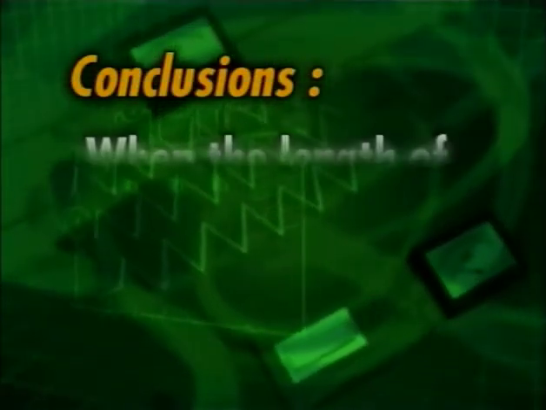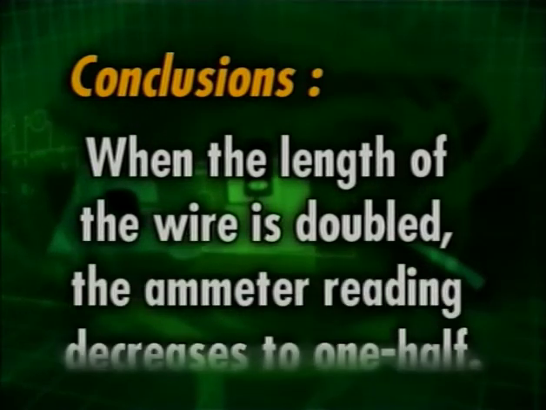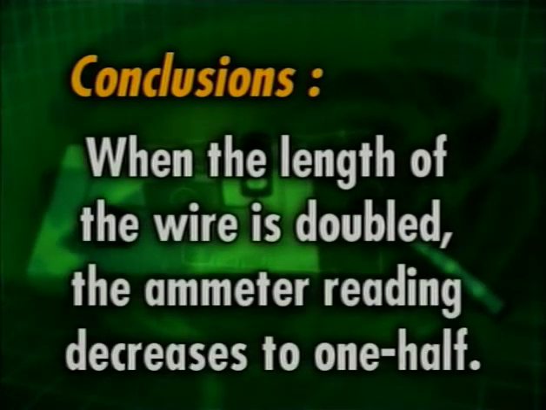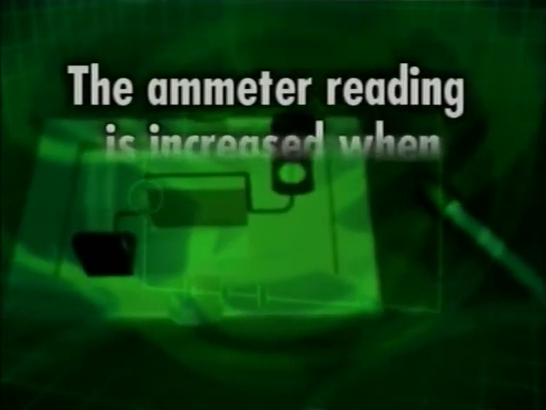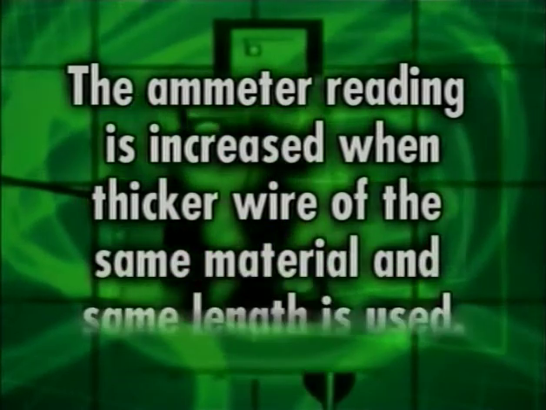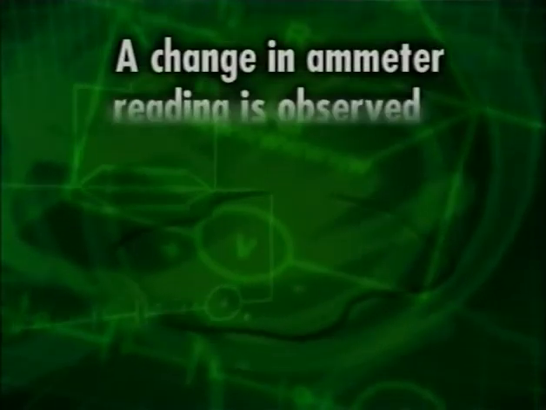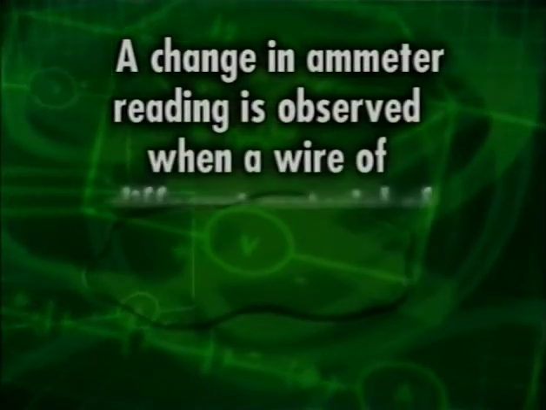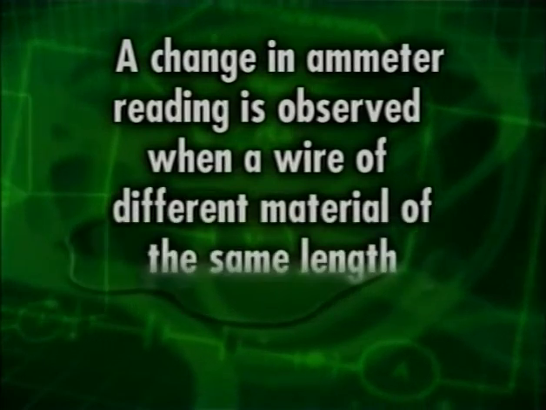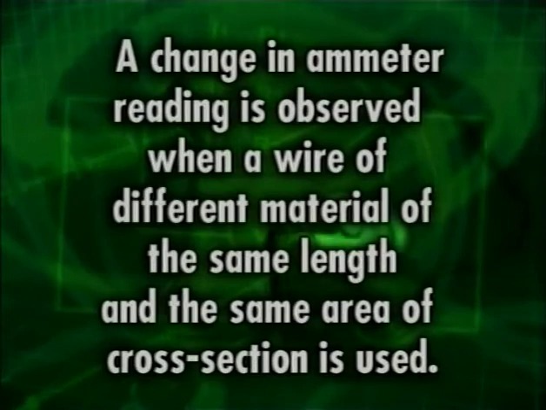Conclusions. When the length of the wire is doubled, the ammeter reading decreases to 1/2. The ammeter reading is increased when thicker wire of the same material and the same length is used. A change in the ammeter reading is observed when a wire of different material of the same length and the same area of cross-section is used.